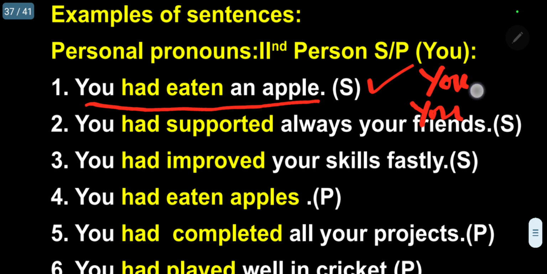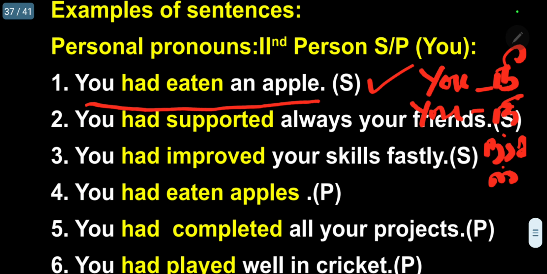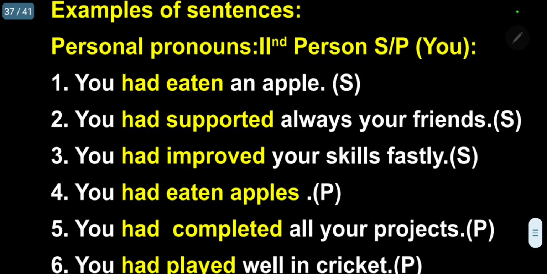So in Tamil, if you want to say you, it means ni, singular. And நீங்கள் is plural, more than one. Agree? So in Tamil we are able to differentiate. But in English also, from the words you can identify the singular or plural. I can explain now. Kindly follow.